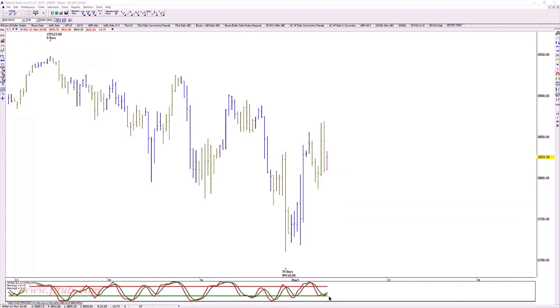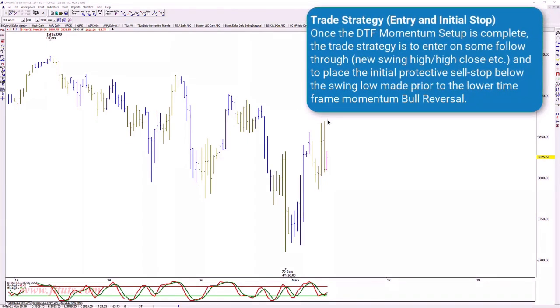And what would be the trade strategy? Very simply, just as we discussed in the last setup, when we're looking at weekly and daily data, if we take out the swing high made prior to the bull reversal, that would be a go-long setup, and the stop would be just below the momentum low, the price low at the last momentum bull reversal. So we have, in advance, our well-defined entry strategy and stop strategy.